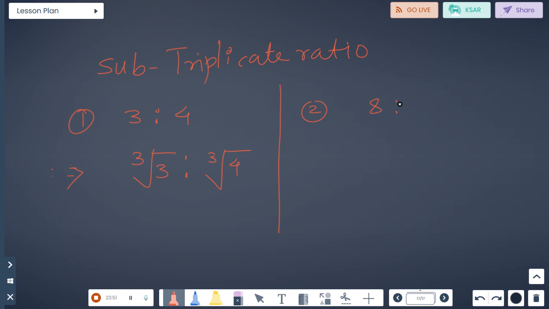8 is to 64. And we have to find the sub-triplicate ratio, means we have to find the cube root of that ratio. Means cube root of 8 is to cube root of 64, and we know that cube root of 8 is 2 and cube root of 64 is 4. So 2 is to 4 is the sub-triplicate ratio of the given numbers.